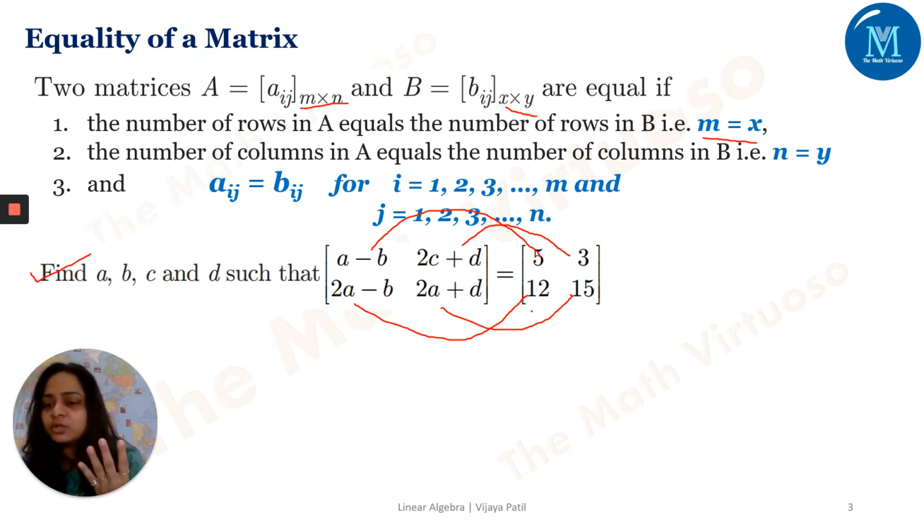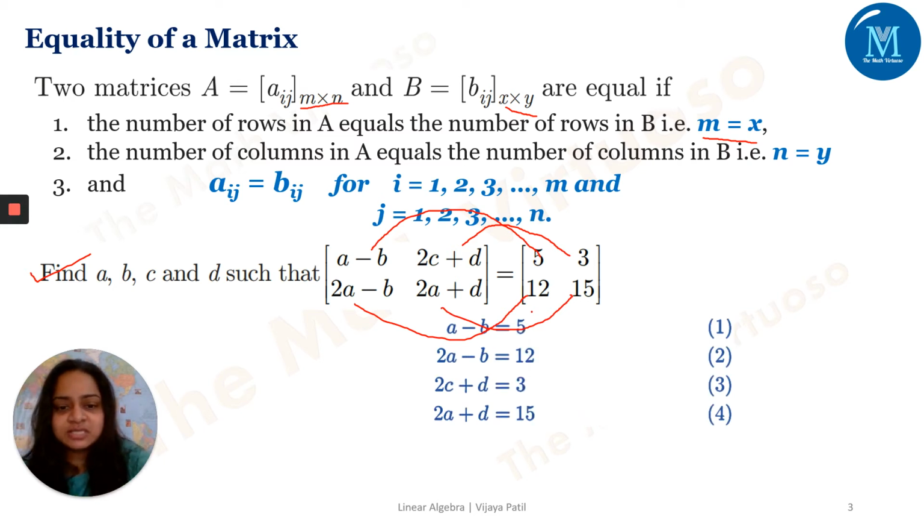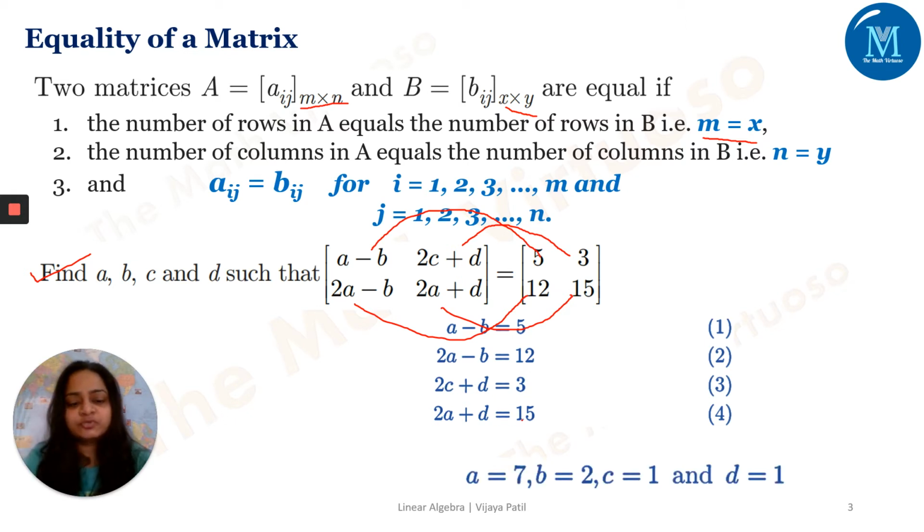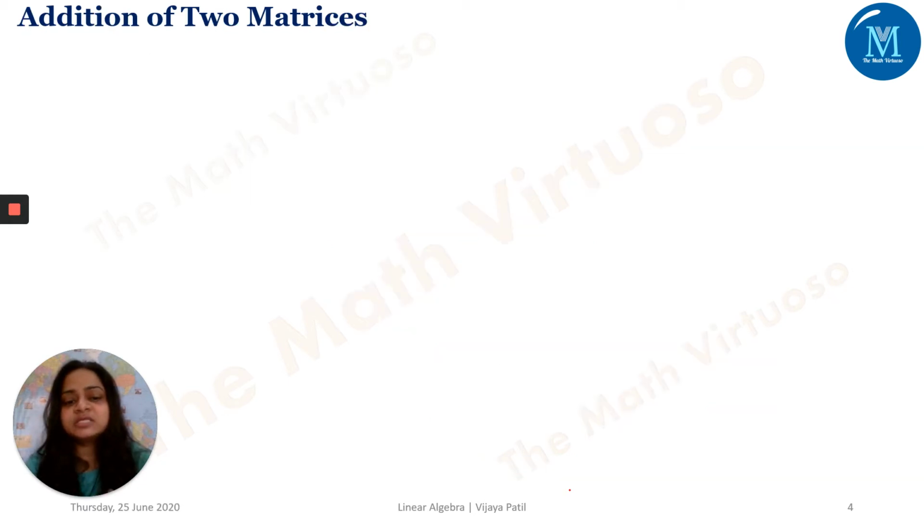So we have four unknowns, so we have to form four equations. These are the equations: A minus B is 5, 2A minus B is 12, 2C plus D is 3, 2A plus D is equal to 15, and we will get the answer as A is equal to 7, B is 2, and C is 1.